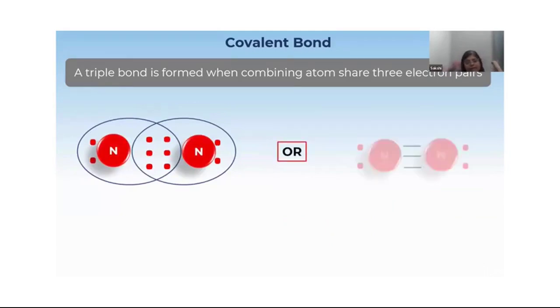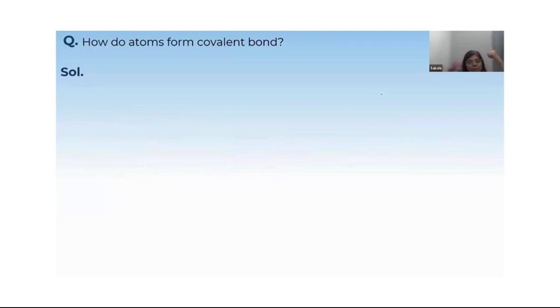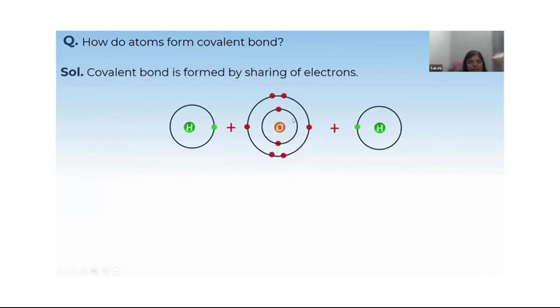So this is again an example of a triple bond, that is N2, nitrogen gas that exists in our nature. So you can try this at home, right? Now this is a question which you can answer. How do atoms form a covalent bond? A covalent bond is formed by the sharing of electrons.